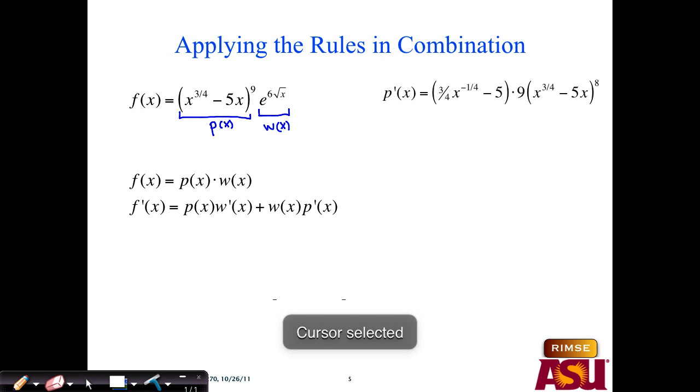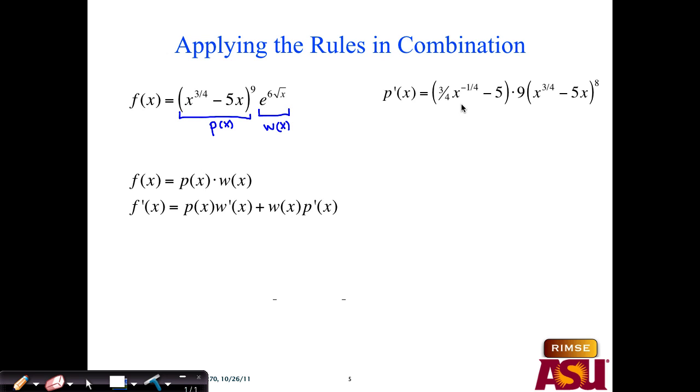p prime of x, the first part? Since I have a ninth power expression, my derivative is going to involve 9 times that same expression to the 8th. So that's our power rule of the ninth power. And then we've got this inner function whose derivative we haven't taken.